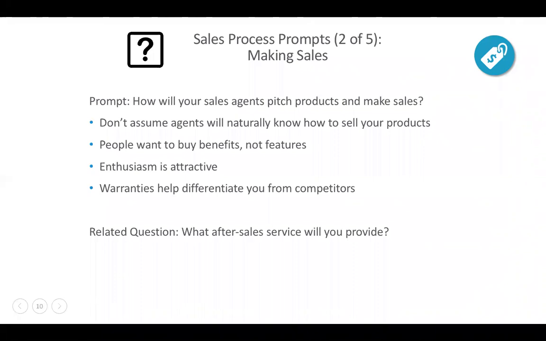Enthusiasm is attractive. The best salesperson is someone genuinely enthusiastic about the products. And even if you have the same products as nearby supermarkets or retailers, you can distinguish your enterprise by offering warranties and honoring them promptly. A related question is, what after-sales service will you provide?